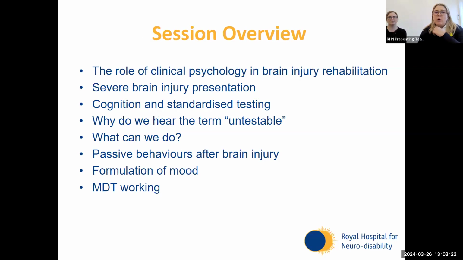So just to give an idea of what we'll be looking at, we'll briefly have a think about what the role of clinical psychology is in brain injury rehabilitation, what severe brain injury presentations look like. We'll discuss cognition and standardized testing and why we often hear the term untestable. We'll have a think about what we can do, think about some passive behaviors after brain injury and what this might cause for the team. And then we'll spend a little bit of time thinking about the formulation of mood and MDT working.